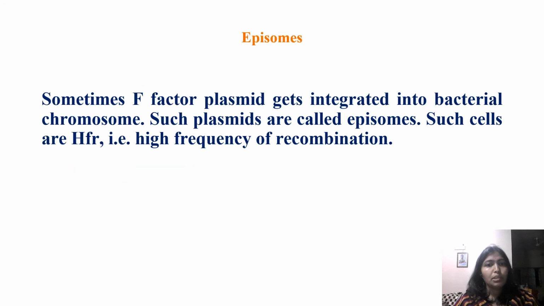So what is an episome? Episome is also an important part of the plasmid. Sometimes F factor plasmids get integrated into the bacterial chromosome. I have shown you the structure. Accordingly, that F factor plasmid is integrated into the bacterial chromosome. Such plasmids are called episomes, such as Hfr, that is high frequency of recombination. Hfr is the full form, high frequency of recombination. So this is the F factor. When it is integrated into the bacterial chromosome, it changes to Hfr.